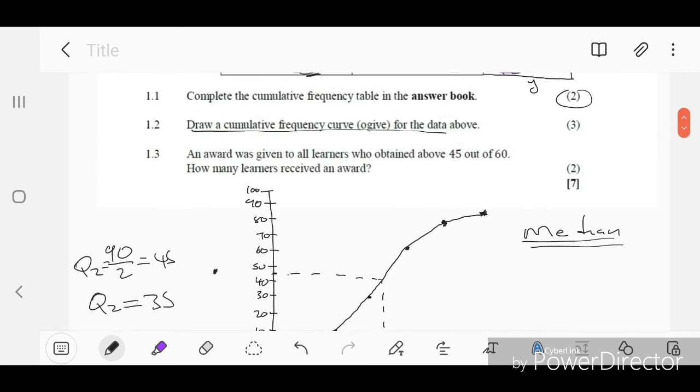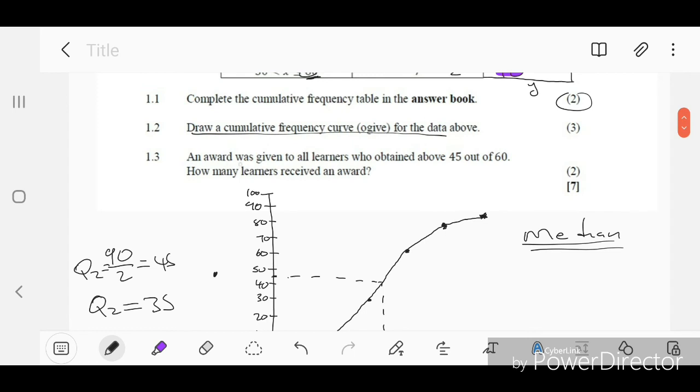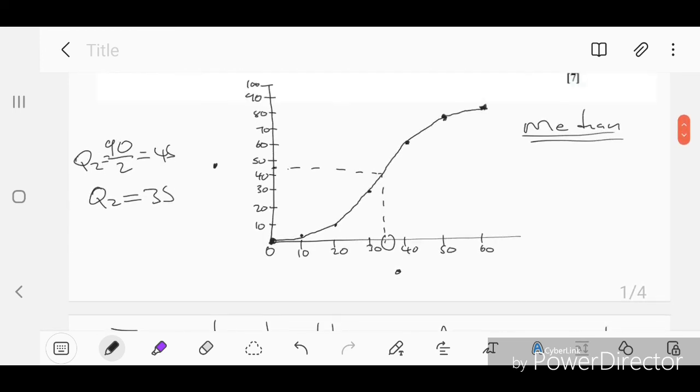Okay. So it says an award was to be given to learners who obtain above 45 out of 60. So we check 45, this is 45 to 60. So we take it up, and then we take it back there.